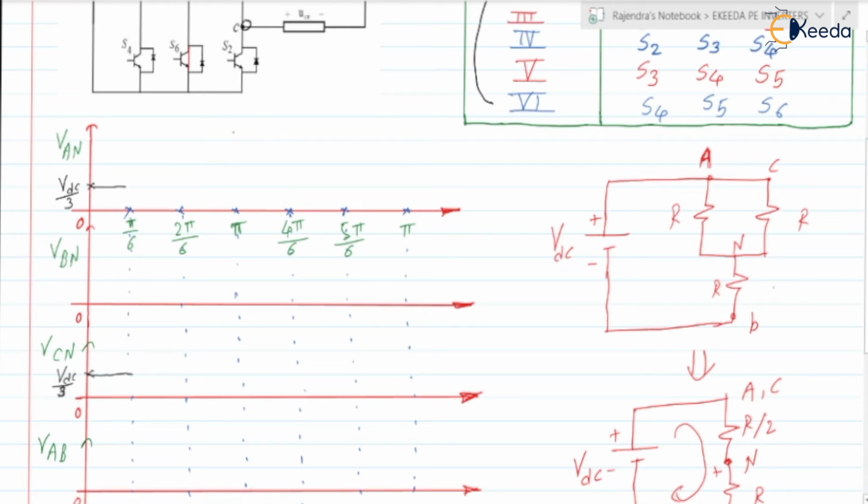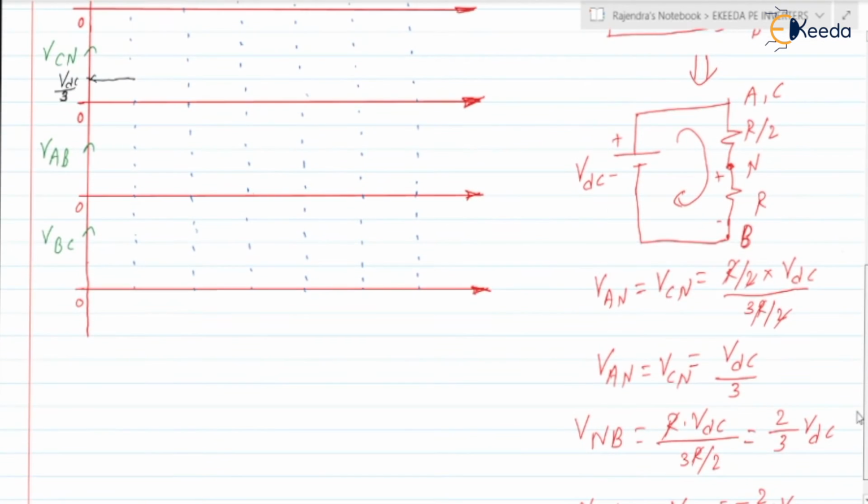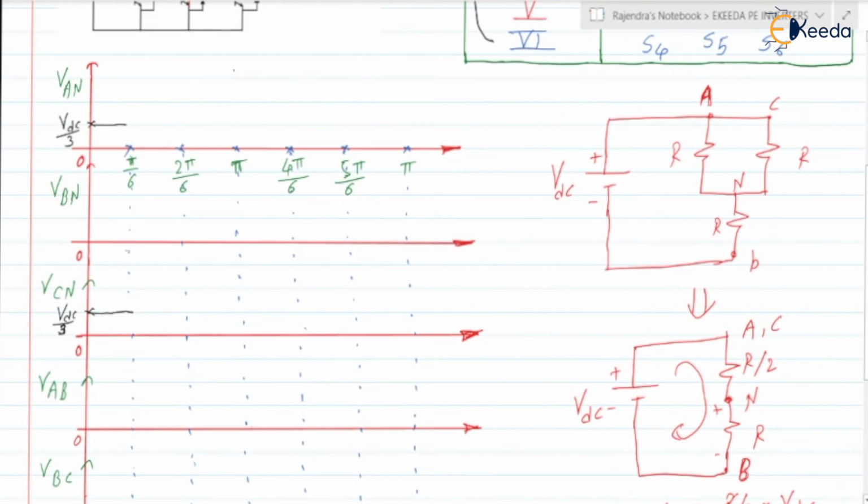And what about the VBN? VBN is minus 2 by 3 VDC. So I am taking it from this pulse. Be careful, this is for VBN actually. VCN will be here. So this step is of minus 2 by 3 VDC. I am writing here minus 2 by 3 VDC, this step. Next, this is for the first interval.